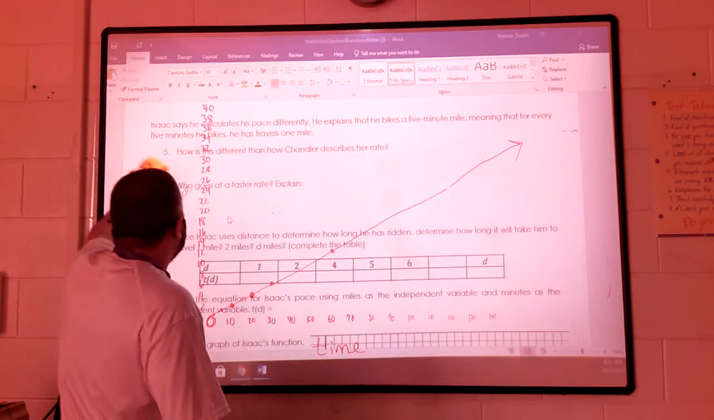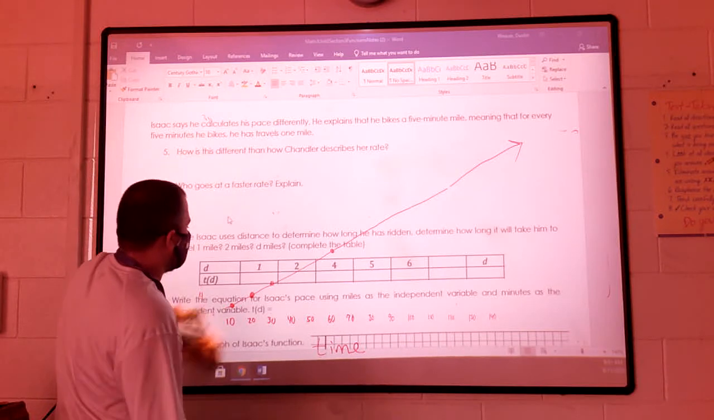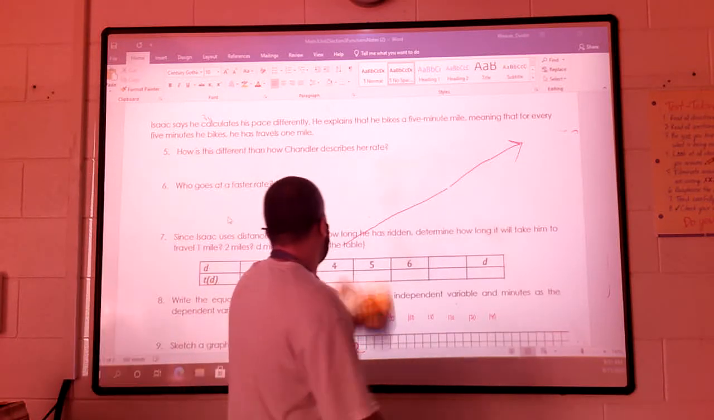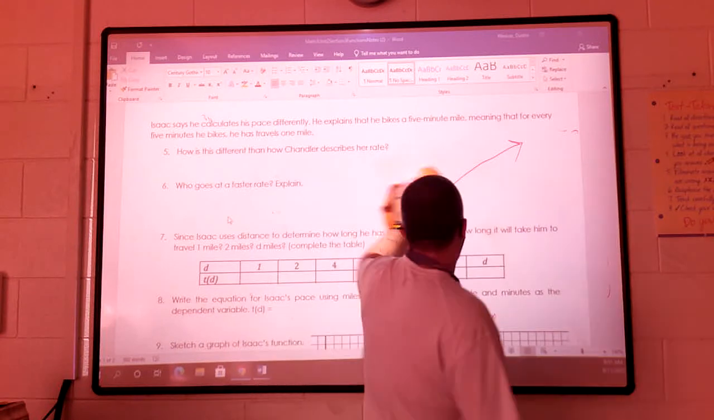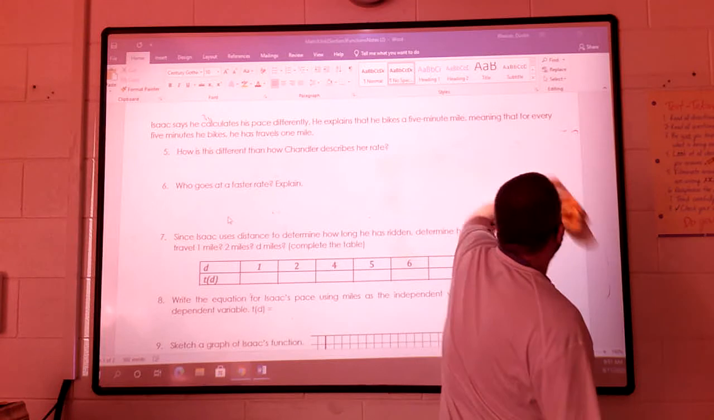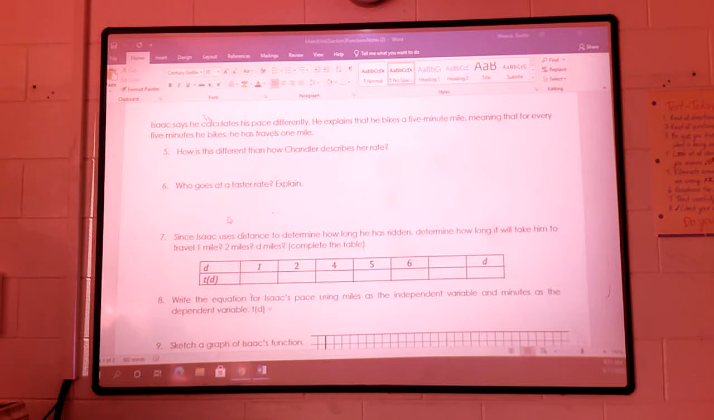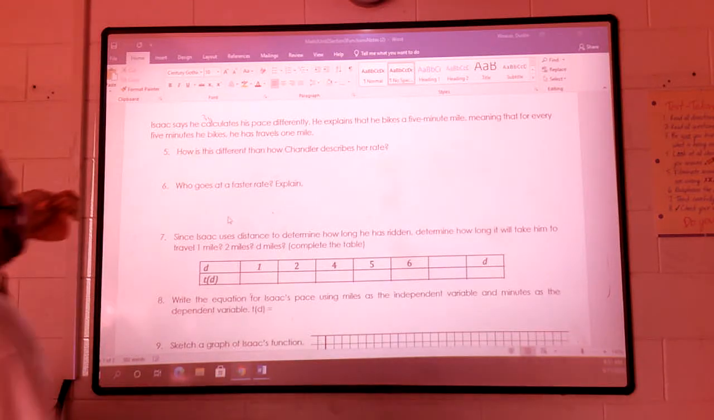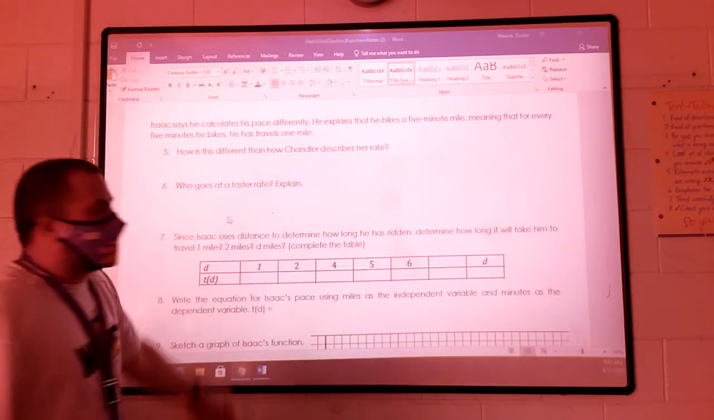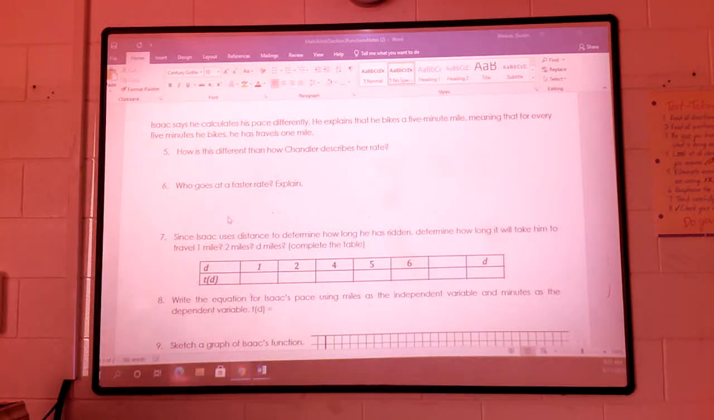Isaac does things differently. So we talked all about Chandler and how Chandler figured out how far she biked, right? Now we're going to talk about Isaac. So Isaac does things completely differently. In this case, Isaac says, hey, I know I can bike a 5-minute mile. So he knows that he can go a mile in 5 minutes. For every 5 minutes he bikes, he knows he travels 1 mile. So how is this different than how Chandler describes her rate? So what does Chandler say in hers?